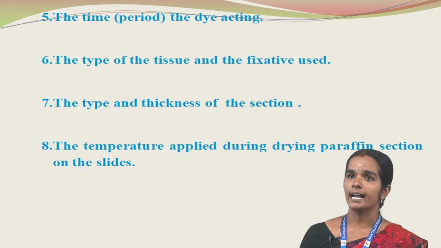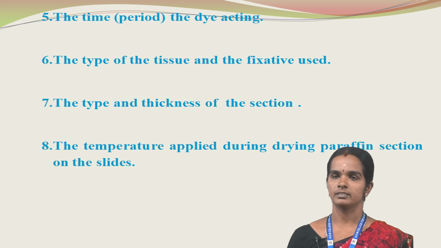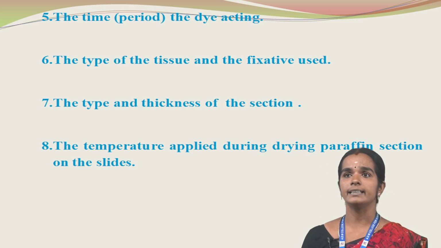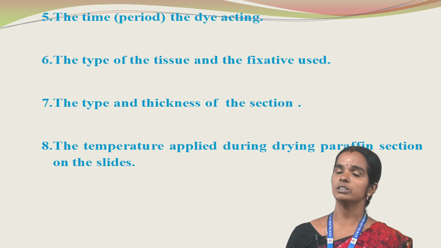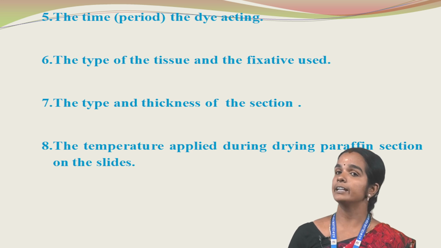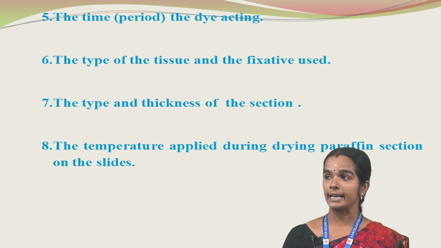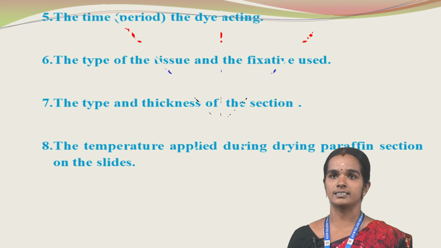Fifth one, the time, also called the period, the time the dye is acting. Sixth, the types of the tissue and the fixation used. Seventh one is the type and thickness of the section. The eighth one is the temperature applied during dyeing, paraffin sections of the slides.